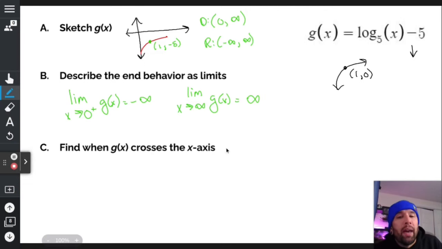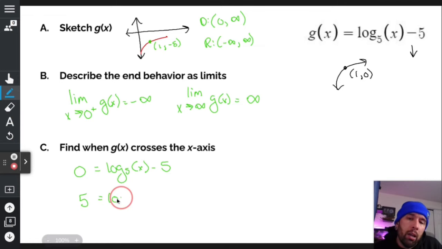Find when g of x crosses the x-axis. Well, that's fancy talk for find when g of x is equal to 0. So 0 is going to equal log base 5 of x minus 5. So let's add 5 to both sides. 5 equals log base 5 of x.